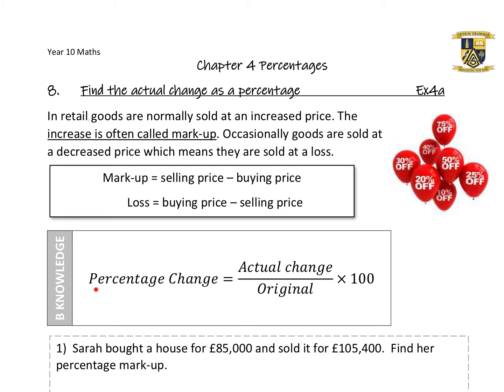If you want to work out percentage change, you get that actual change, which could be a loss or a markup or a profit, and you divide that by the original price, the original cost, or the original amount, depending on the context. That will give you the fractional change. To change that fractional change into a percentage, you have to multiply that fraction by 100. So the percentage change is the actual change divided by the original amount multiplied by 100.